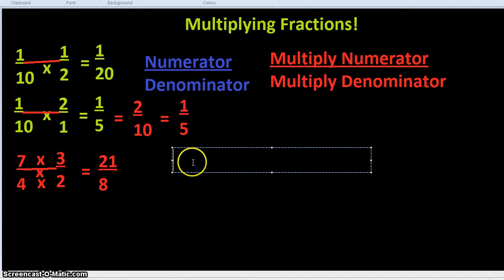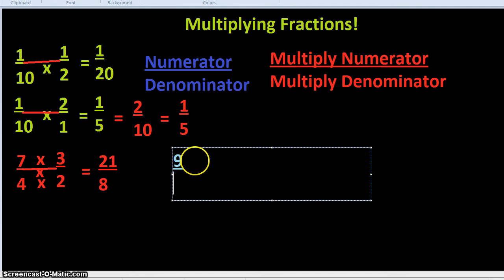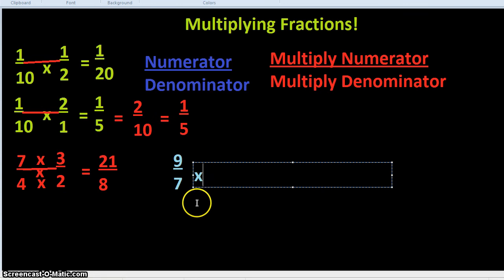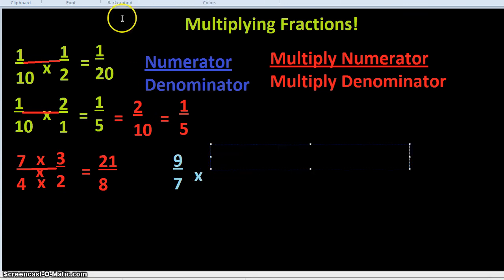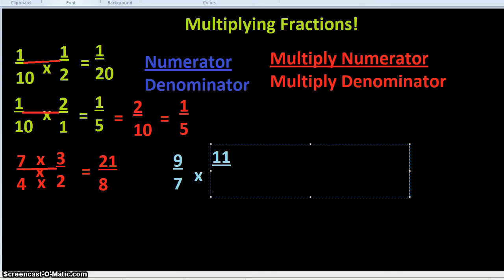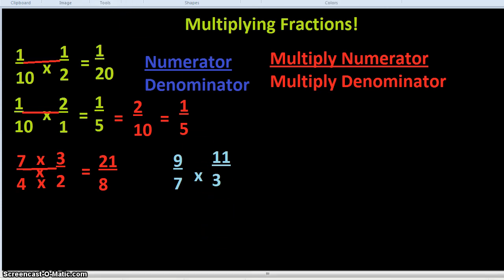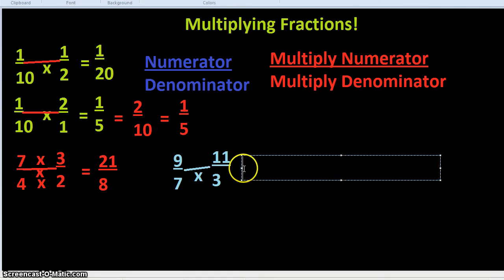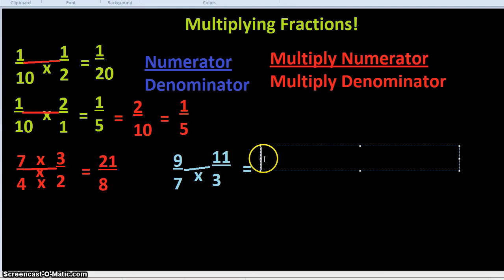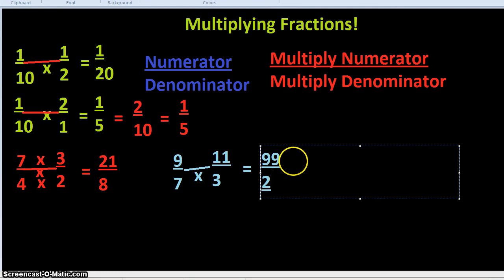So one more example, this time in turquoise. If we had 9 over, let's say, 7, and we multiplied that by, let's say, 11 over 3, what would that be? Well, we could simply draw a line in between, and we would have 9 times 11 and 7 times 3. So we would have 9 times 11, which is 99, over 21. And that's how you multiply fractions.